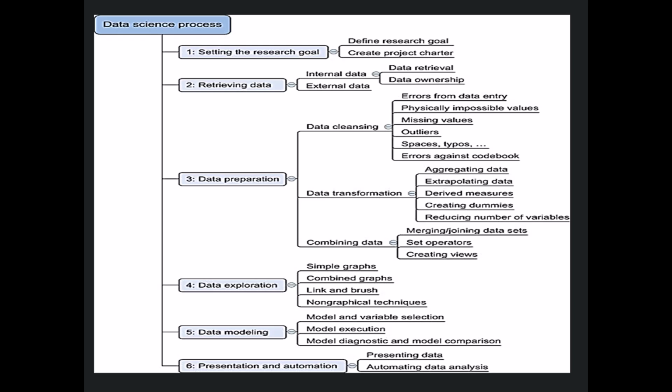So in this step, what we have to do is convert the data into simple graphs, combined graphs, link and brush, and non-graphical techniques. What do you mean by non-graphical techniques? You will generate certain code. So that will directly go for a simple, okay, what are all the graphs? You know, bar graph, pie chart, histogram, even the line graph, and even the chart, you will discuss the scatter plot.